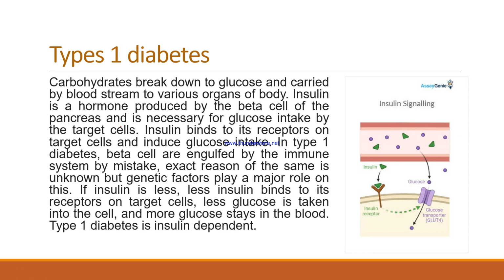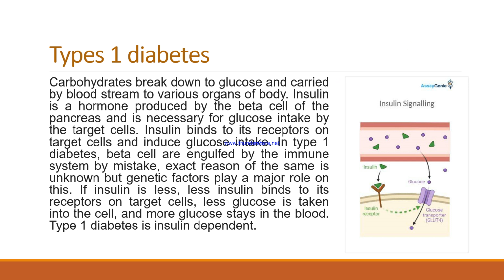What is type 1 diabetes? Normally during food digestion, the carbohydrates break down to glucose and are carried by the bloodstream to various organs of our body. Insulin is a hormone produced by the beta cells of the pancreas, and it's necessary for glucose intake by the target cell. The insulin binds to its receptor on the target cell and induces glucose intake.